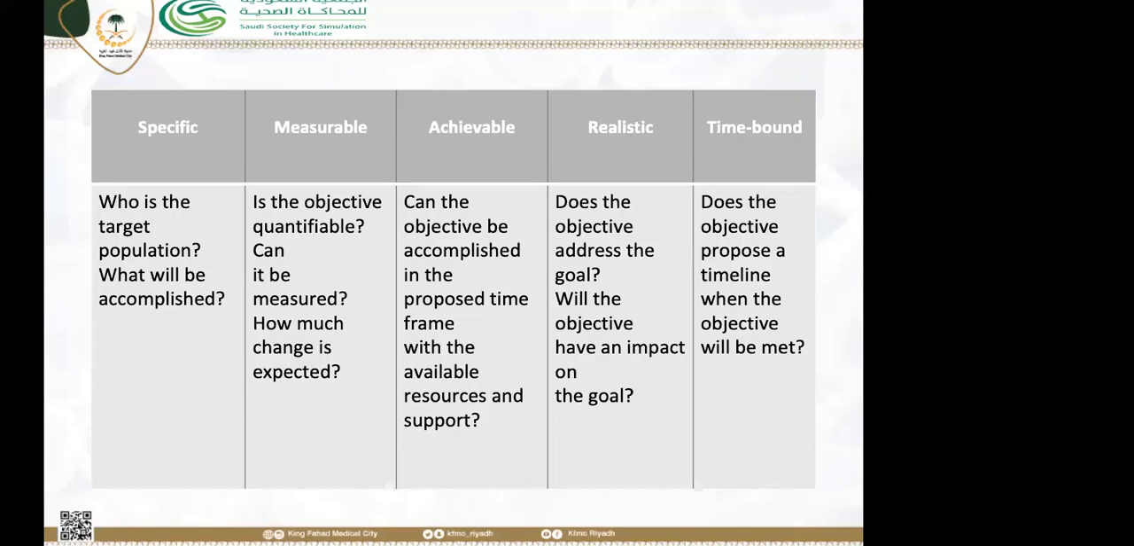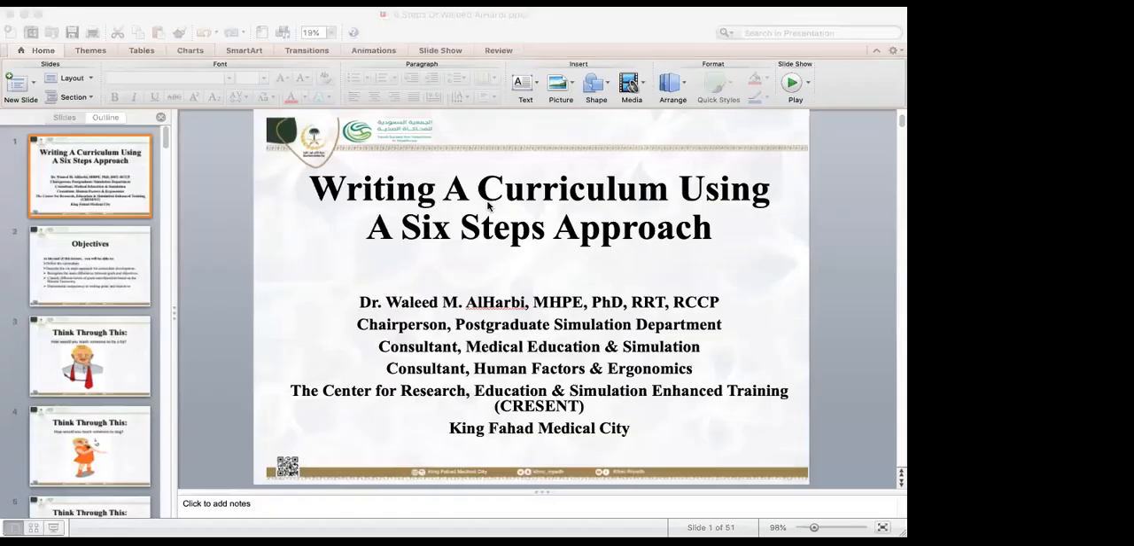Remember guys, goals and objectives are going to help us to prioritize, direct our content and our simulation session, identify the learning methods that we're going to use, and enable and direct our feedback and evaluation later on in step number 6.